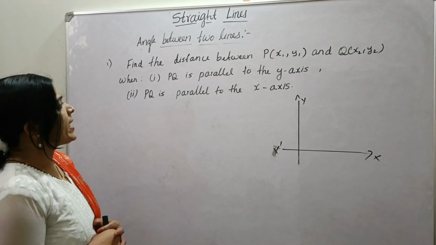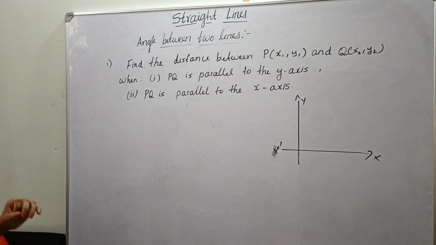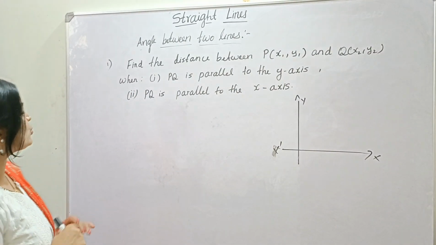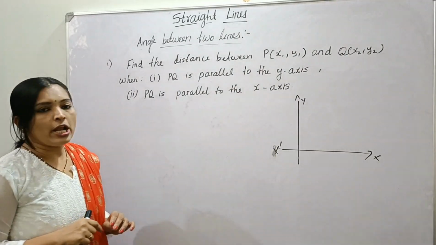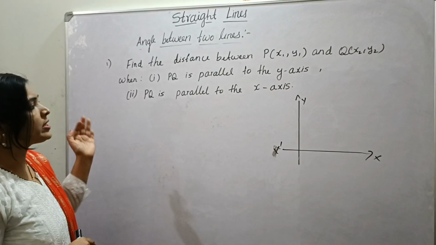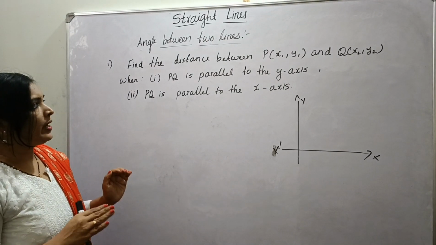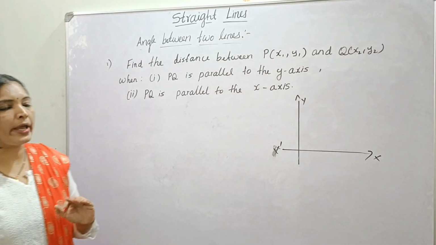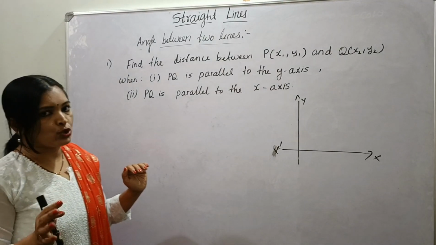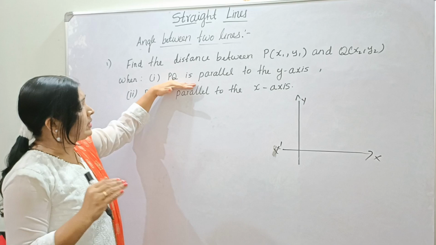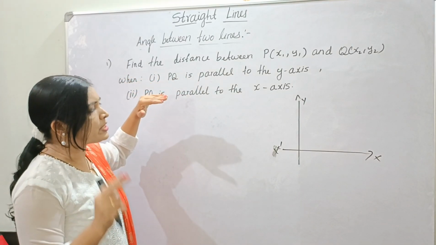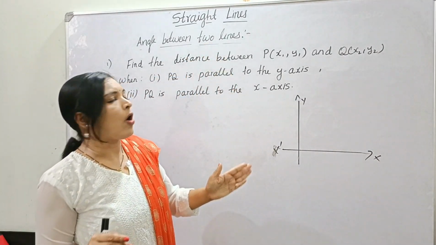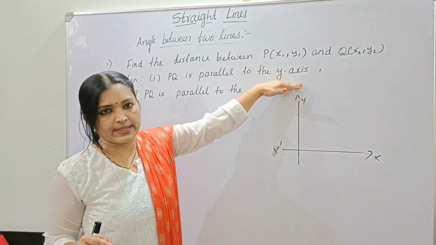Now let us go through some exercise questions. First one: find the distance between P of x1, y1 and Q of x2, y2 when PQ is parallel to the y-axis, and when PQ is parallel to the x-axis. So here we have to find the distance between the two points P and Q. The two points are x1, y1 and x2, y2. The first condition is when these points lie on a line parallel to the y-axis.